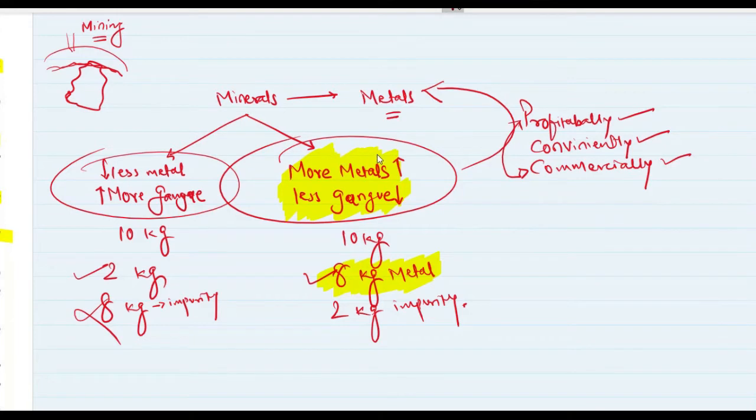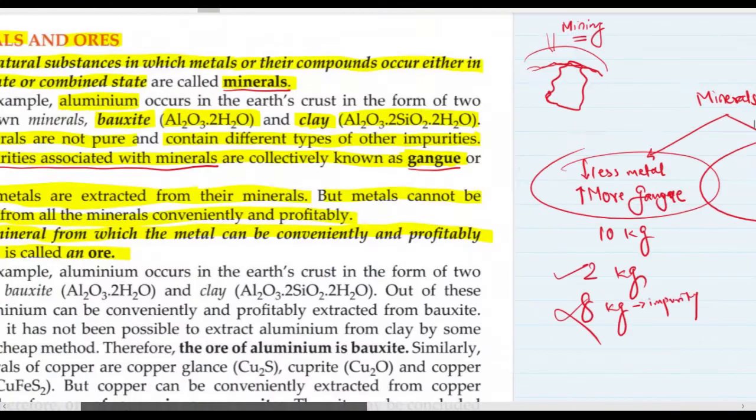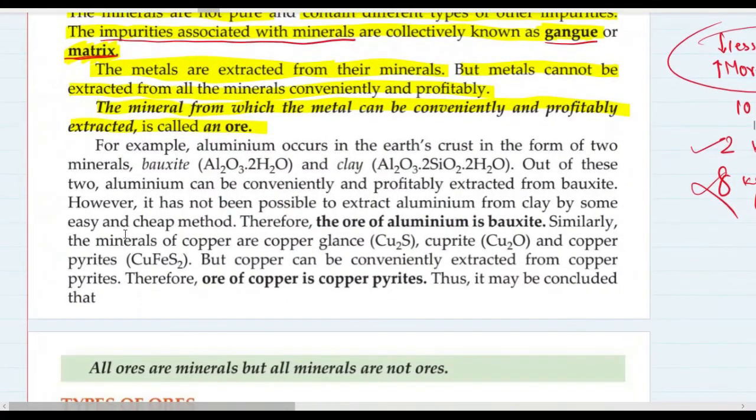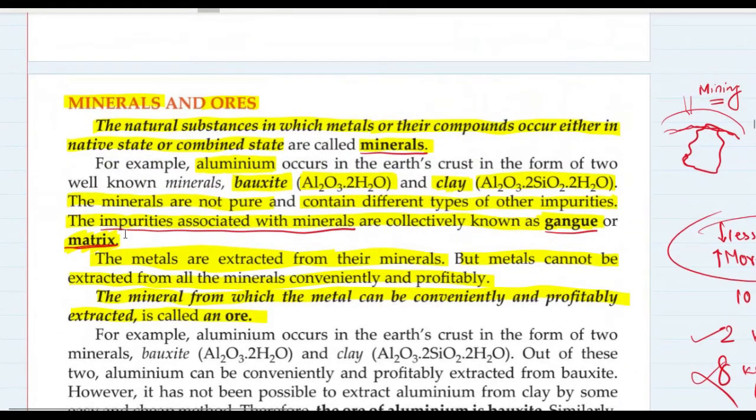You choose this kind of mineral, and this mineral is known as ore. O-R-E. I hope you're taking notes. So ore is that mineral from which metals can be extracted profitably, conveniently, and commercially. Now you understand what ore is. So we are interested in ores. Minerals we understood. Minerals are the substances which contain metals, which are metallic compounds basically.